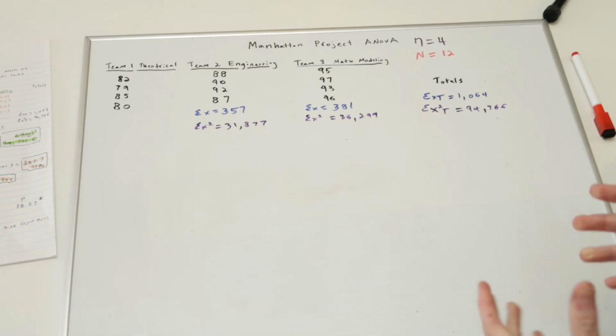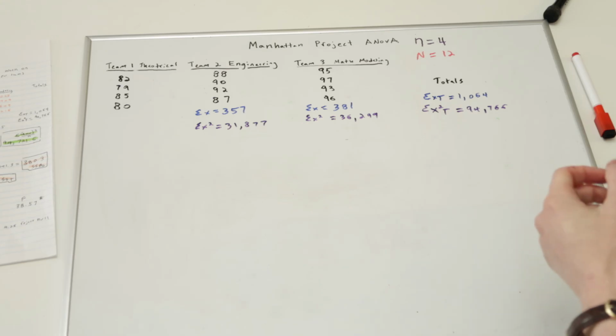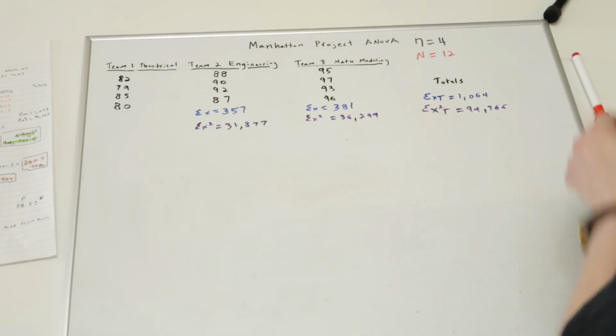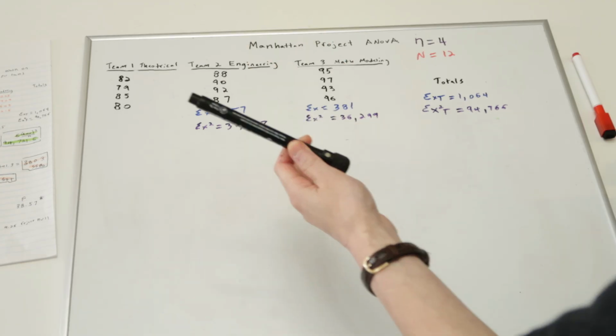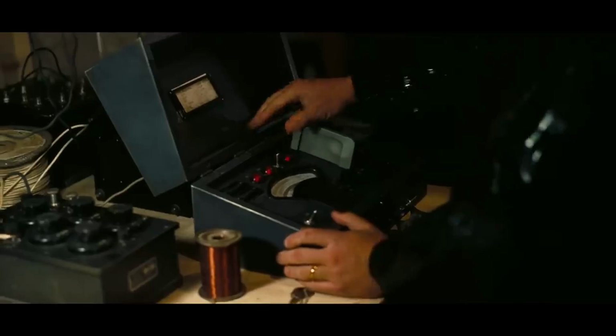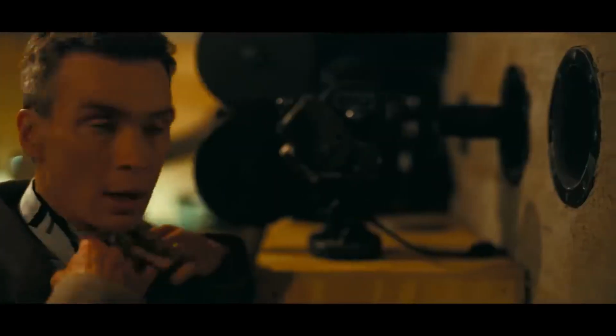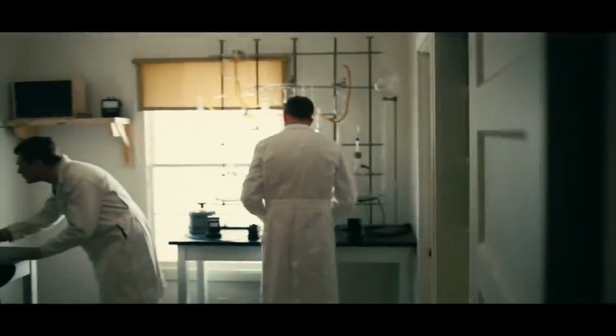All right, so I'm going to be walking through how to solve a one-way ANOVA by hand. And today we've got an explosive problem set. What we have here is the Manhattan Project, them working on the atomic bomb. It was out in Los Alamos. If you've seen Oppenheimer, you understand what the Manhattan Project was.